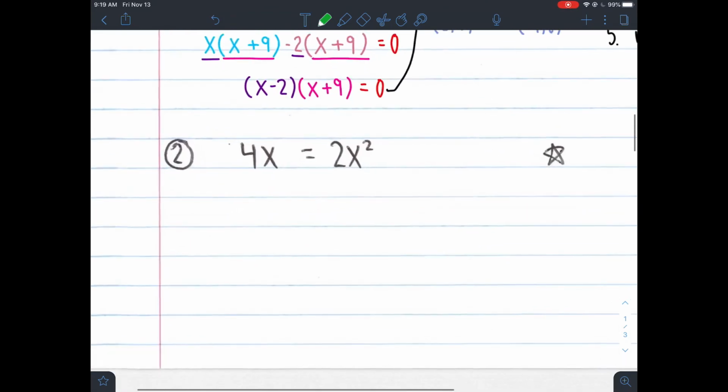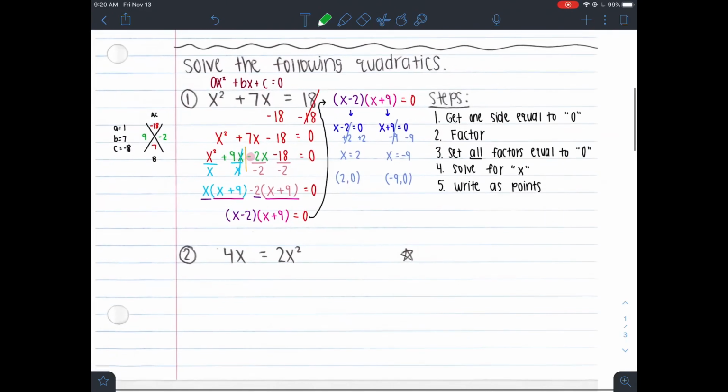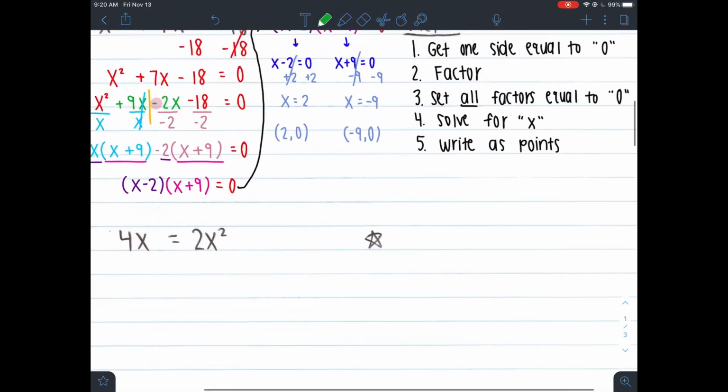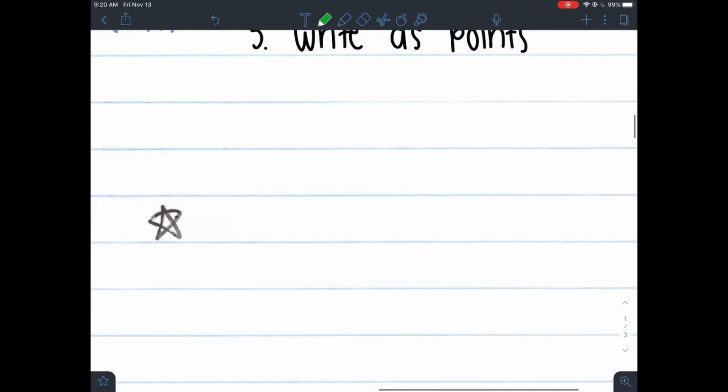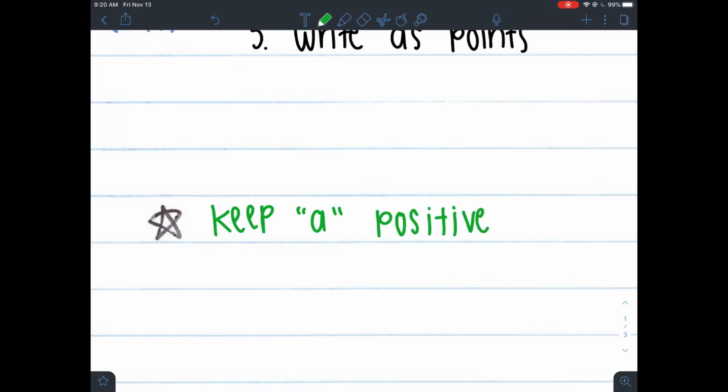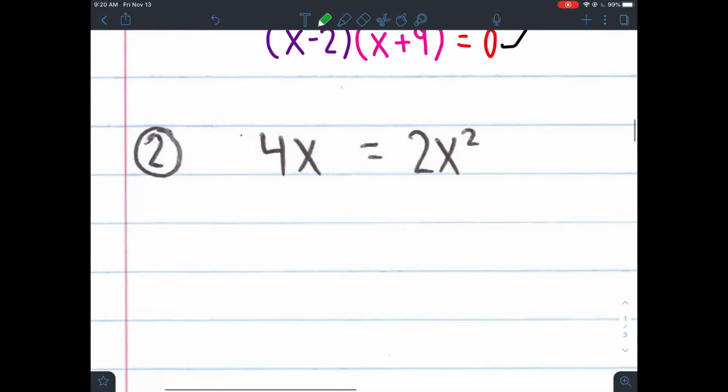All right, moving on to number 2. Again, the first step is, if we look at step 1, get one side equal to 0. Now, I will mention something kind of important. Just like keeping the x squared, the a positive in graphing, you want to try to keep a positive in this as well. So if possible, keep your a positive.